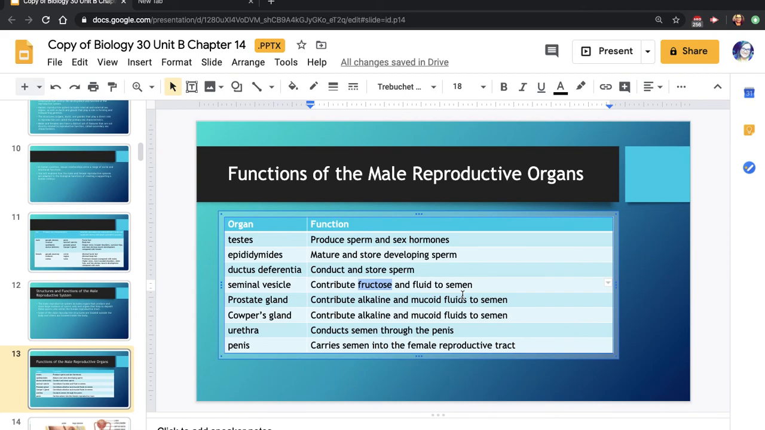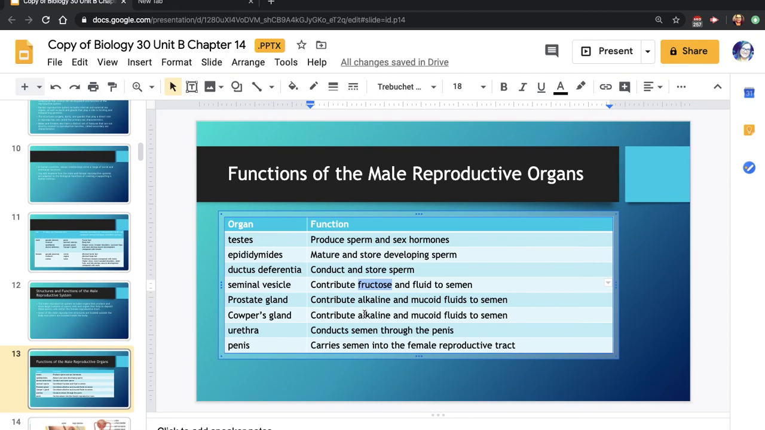The prostate gland contributes alkaline and mucoid fluids to the semen. We can think of alkaline as like salts, so it gives a mucousy salt, and the Cowper's gland does the same thing. They're adding to the fluid to give the sperm a chance to swim through towards the vagina, into the uterus.